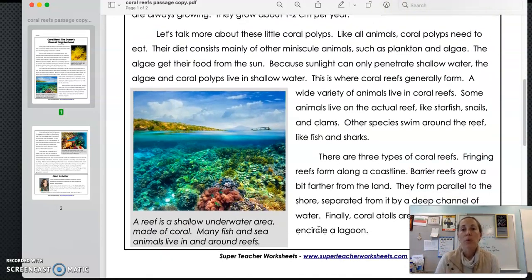Let's talk more about these coral polyps. Like all animals, coral polyps need to eat. Their diet consists mainly of other minuscule animals, such as plankton and algae. The algae get their food from the sun. Because the sunlight can only penetrate shallow water, the algae and coral polyps live in shallow water. This is where coral reefs generally form. A wide variety of animals live in coral reefs. Some animals live on the actual reef, like starfish, snails, and clams. Other species swim around the reef, like fish and sharks.